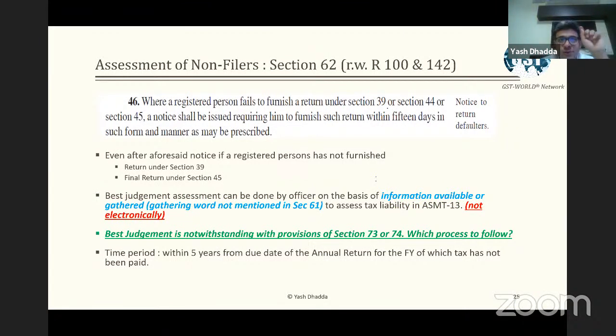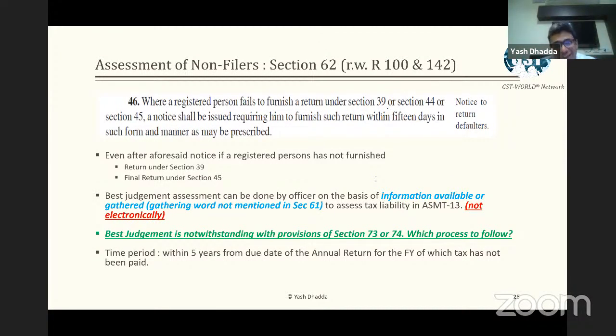46, the proceedings under section 62 is a best judgment assessment. उन लोगों का जो GST में रजिस्टर्ड है और उन्होंने रिटर्न नहीं फाइल करा. 61 जो था वो उन लोगों के लिए था जो रजिस्टर्ड है और उन्होंने रिटर्न फाइल करा है. 60 उन लोगों के लिए था जो रजिस्टर्ड है या रजिस्टर्ड होना चाहते हैं and they want to undertake a specific transaction. Okay. So 62, we are talking about a best judgment assessment.